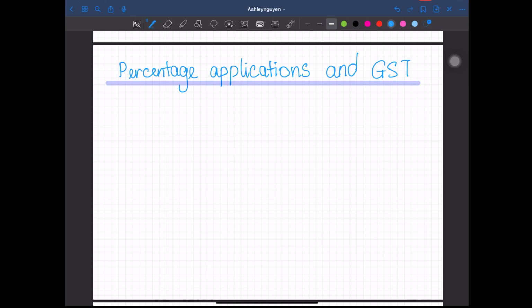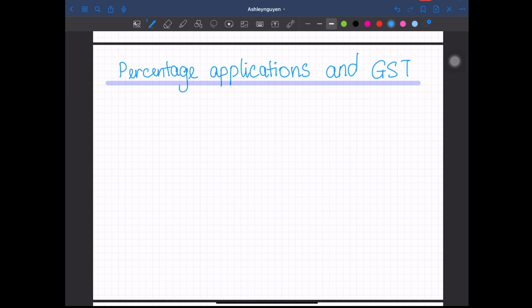Today we're gonna learn about percentage applications and GST, goods and services tax. So percentage can be used to give an indication of the amount of change that has been taken. It's very useful for comparison purposes. There are a lot of percentage changes that happen in everyday life. For example, we see a lot that petrol price is changed and we need to know the percentage change.